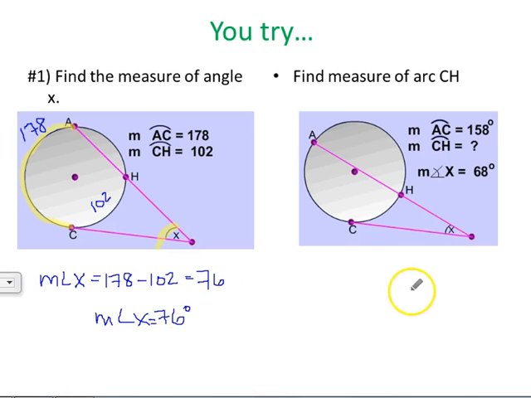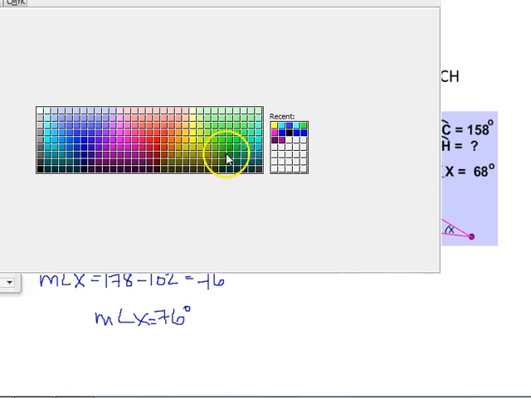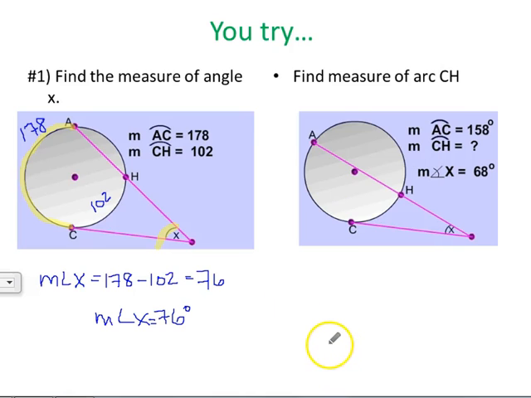All right, and looking at number 2, I want you to now see if you can solve number 2 on your own. So I would like for you to click pause and try this in your math notebook. Remember, you get a lot more out of this doing it on your own first and then checking your work with mine. So go ahead and click pause and see if you can find the measurement of arc CH. So now I'm asking you to find the measurement of an arc.